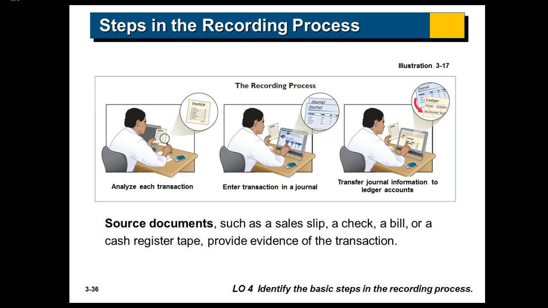So what I'm going to do here is talk about exactly the steps in this process of recording it. We're going to look at a transaction, and if we need to record that transaction, record it in a journal. And then after we record that transaction in the journal, we're going to transfer it to the various ledgers. Now, how do we even know what to record?